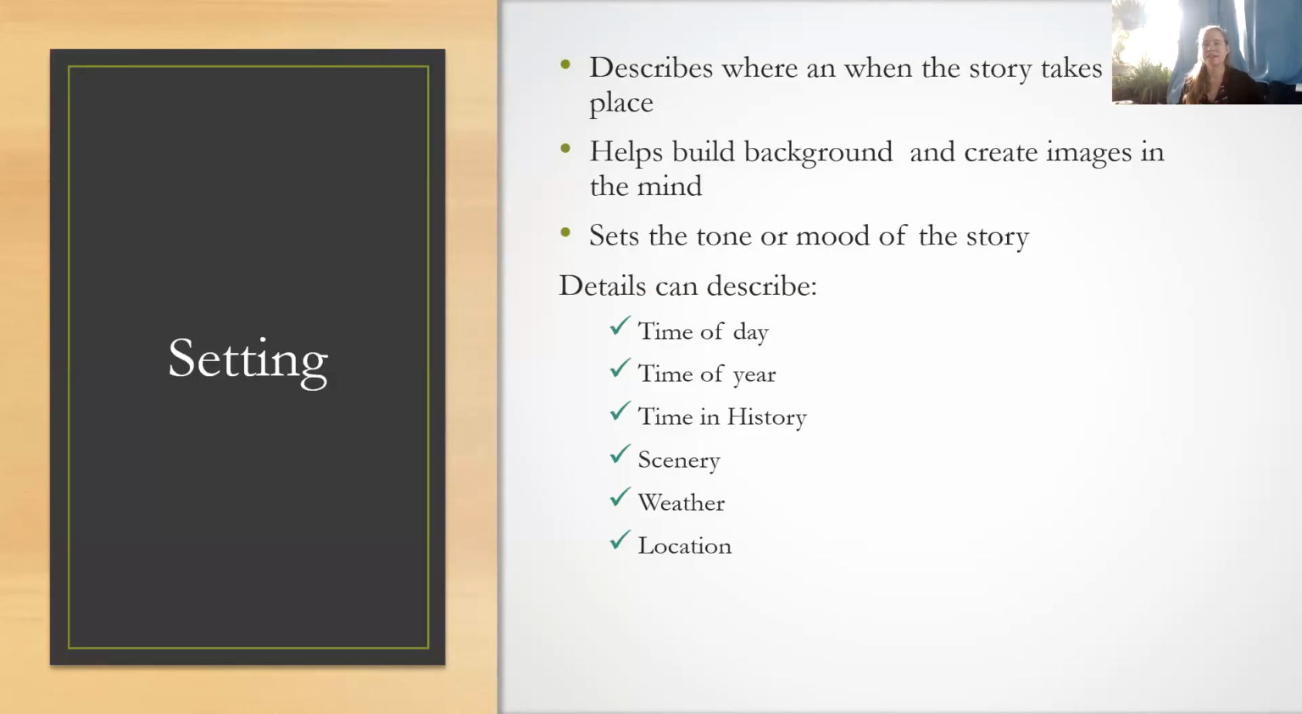So again, the setting, it's going to describe where and when the story takes place. It helps to build a background and create images in the mind. And it can set the tone or the mood of the story. Details can include the time of day, time of year, time of history, the scenery, the weather, and even the location.